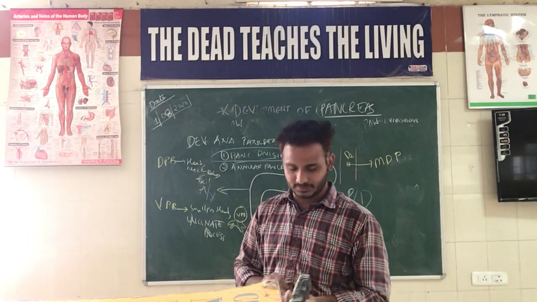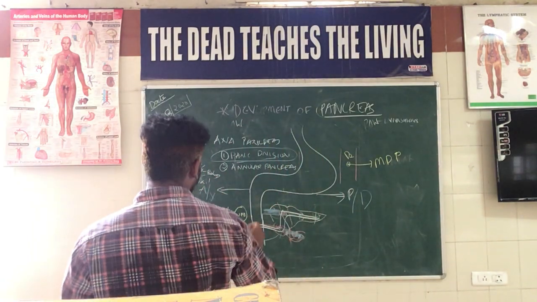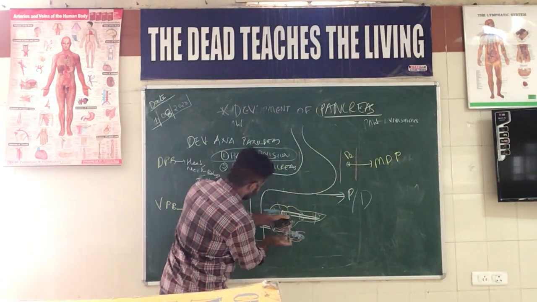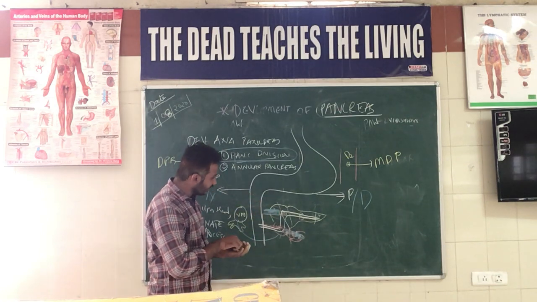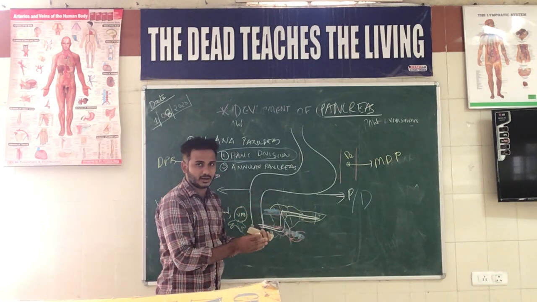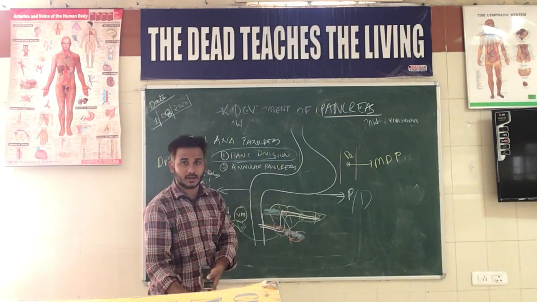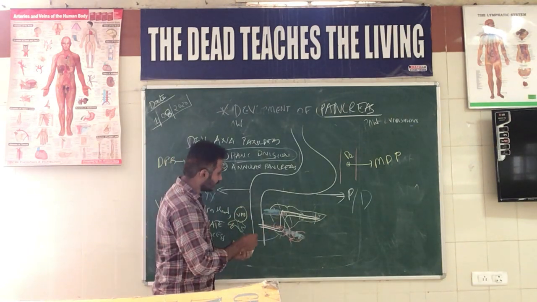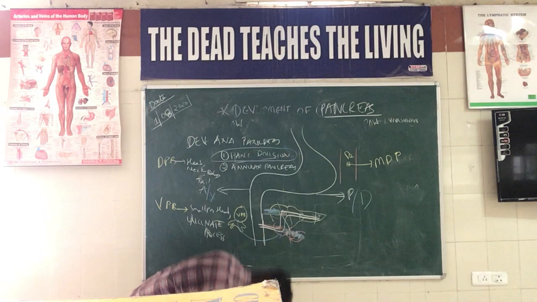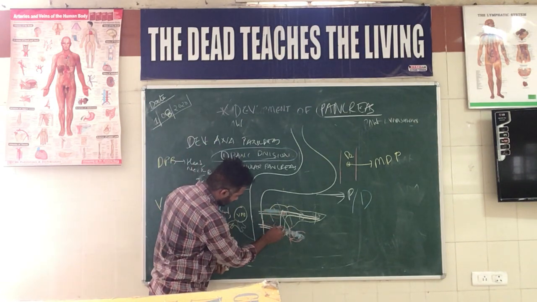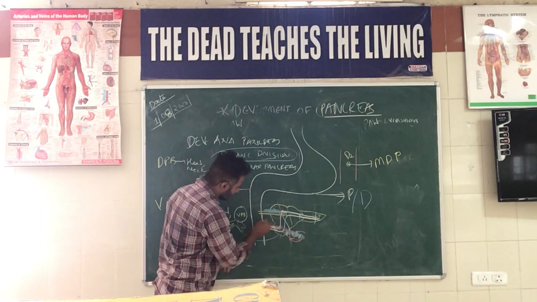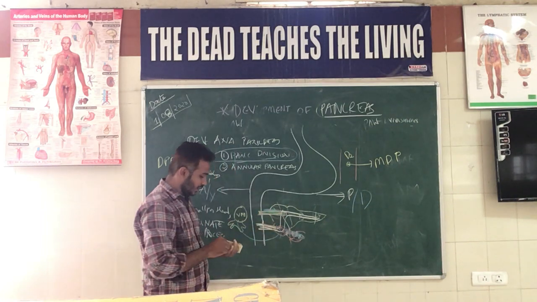So what happens here? In case of pancreatic divisum, these two ducts fail to fuse, so the pancreatic masses will fail to fuse, and each pancreatic mass which is developed from the respective pancreatic bud will have its own separate opening. The ventral pancreatic bud has its own opening, and the dorsal pancreatic bud has its own opening.